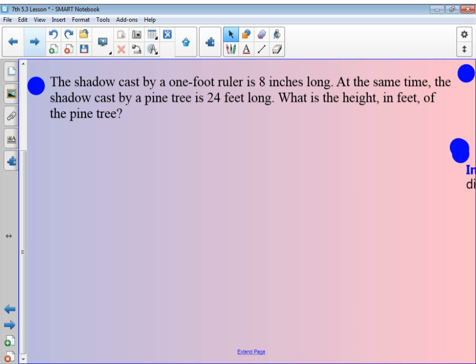So 1 foot, so I'm a very visual person. I'm going to go ahead and draw a picture. So it says the shadow cast by a 1 foot ruler. So this ruler is 1 foot tall and the shadow was 8 inches long. Okay. All right, it says at the same time, the shadow cast by a pine tree. So here's our pine tree.